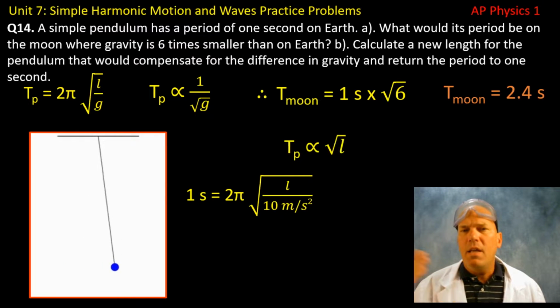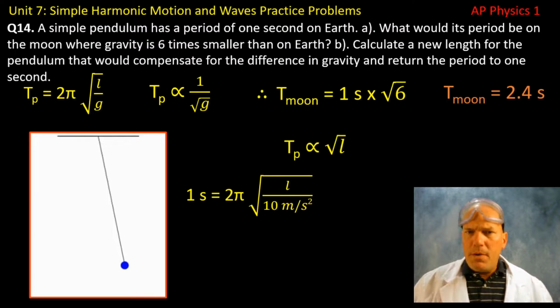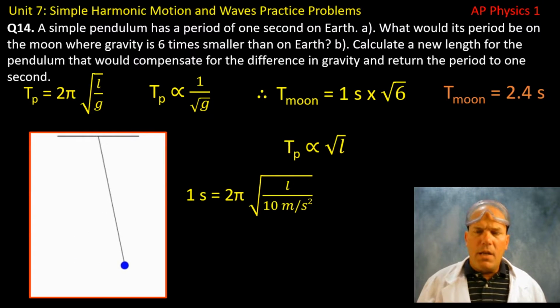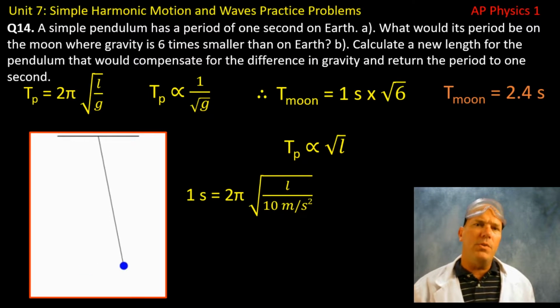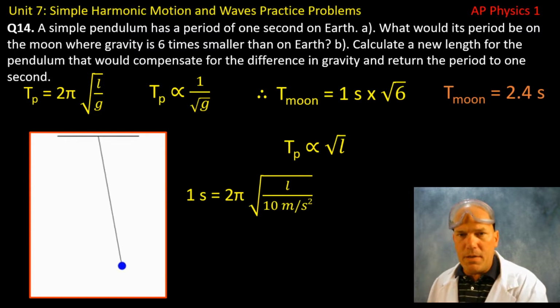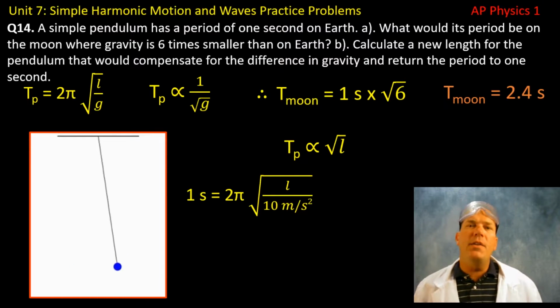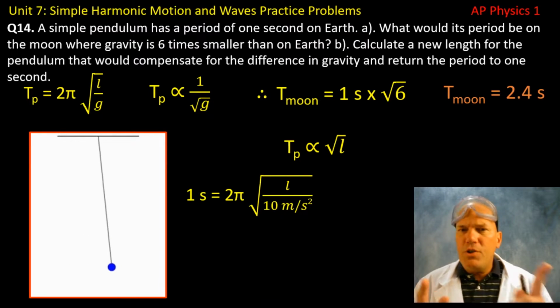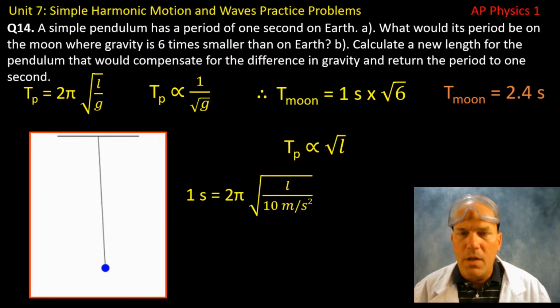We can then look at how this is proportional. The period of a pendulum will go up as the length goes up, so it is directly proportional to the square root of the length. As one goes up, the other goes up. So what we're going to need to do is find a new length, and that new length should be less than what it is on Earth.